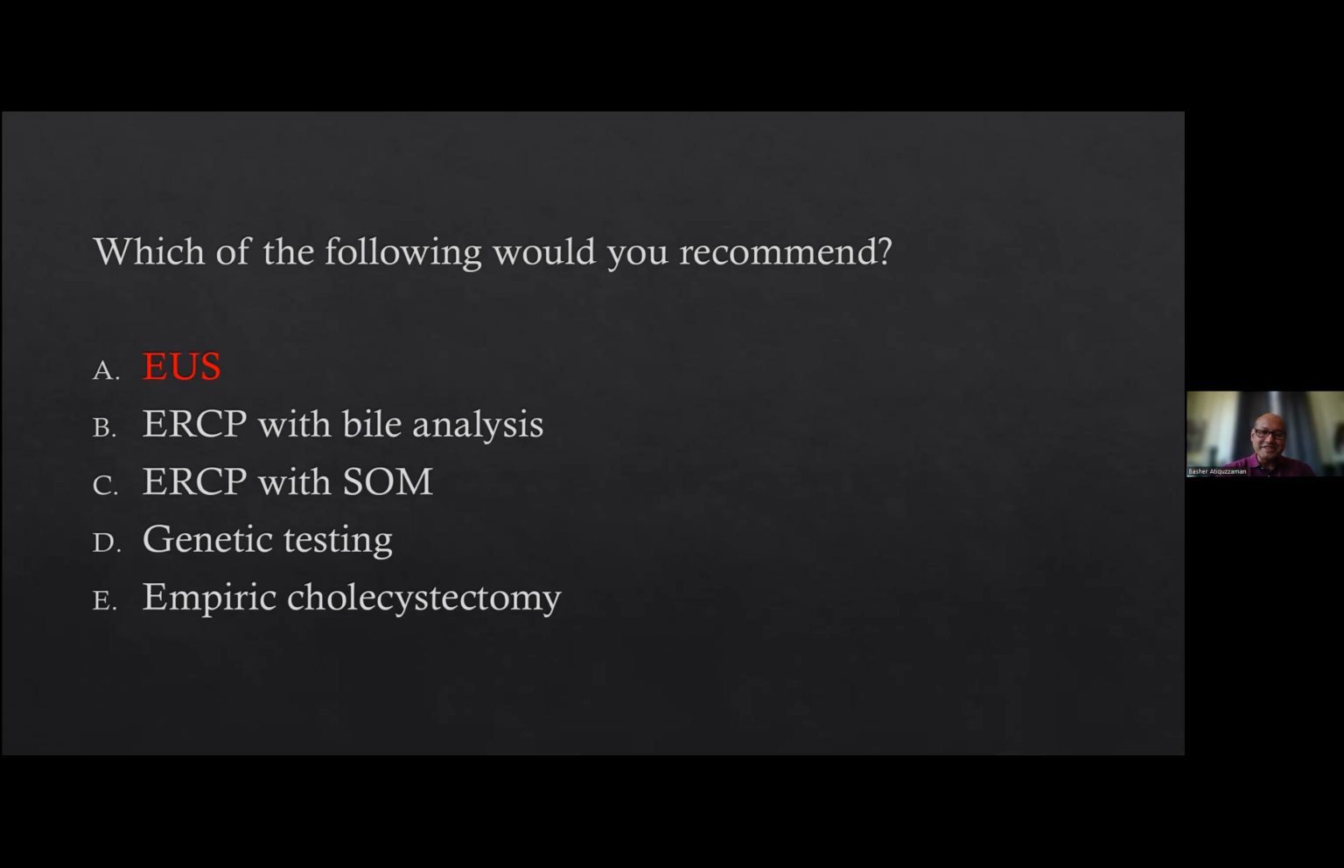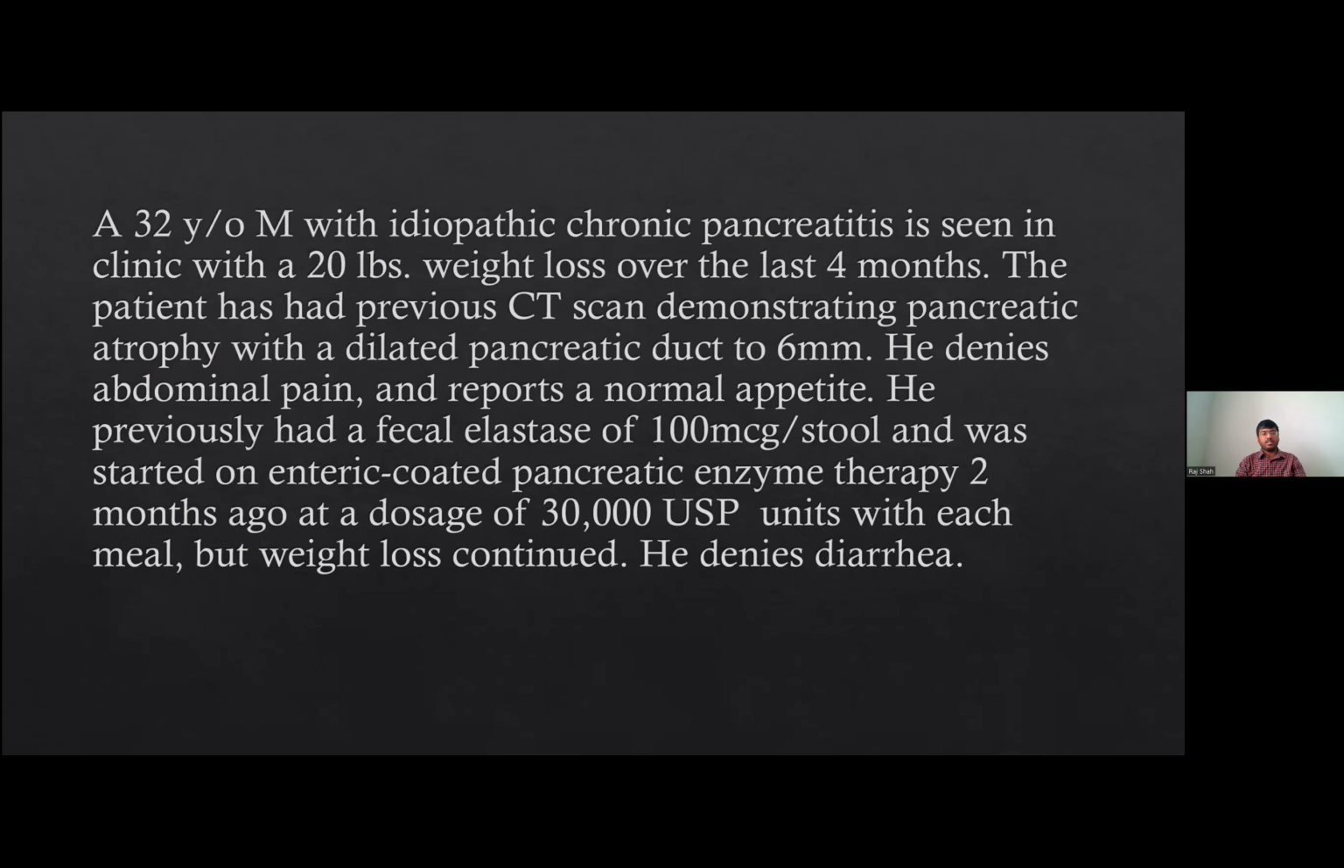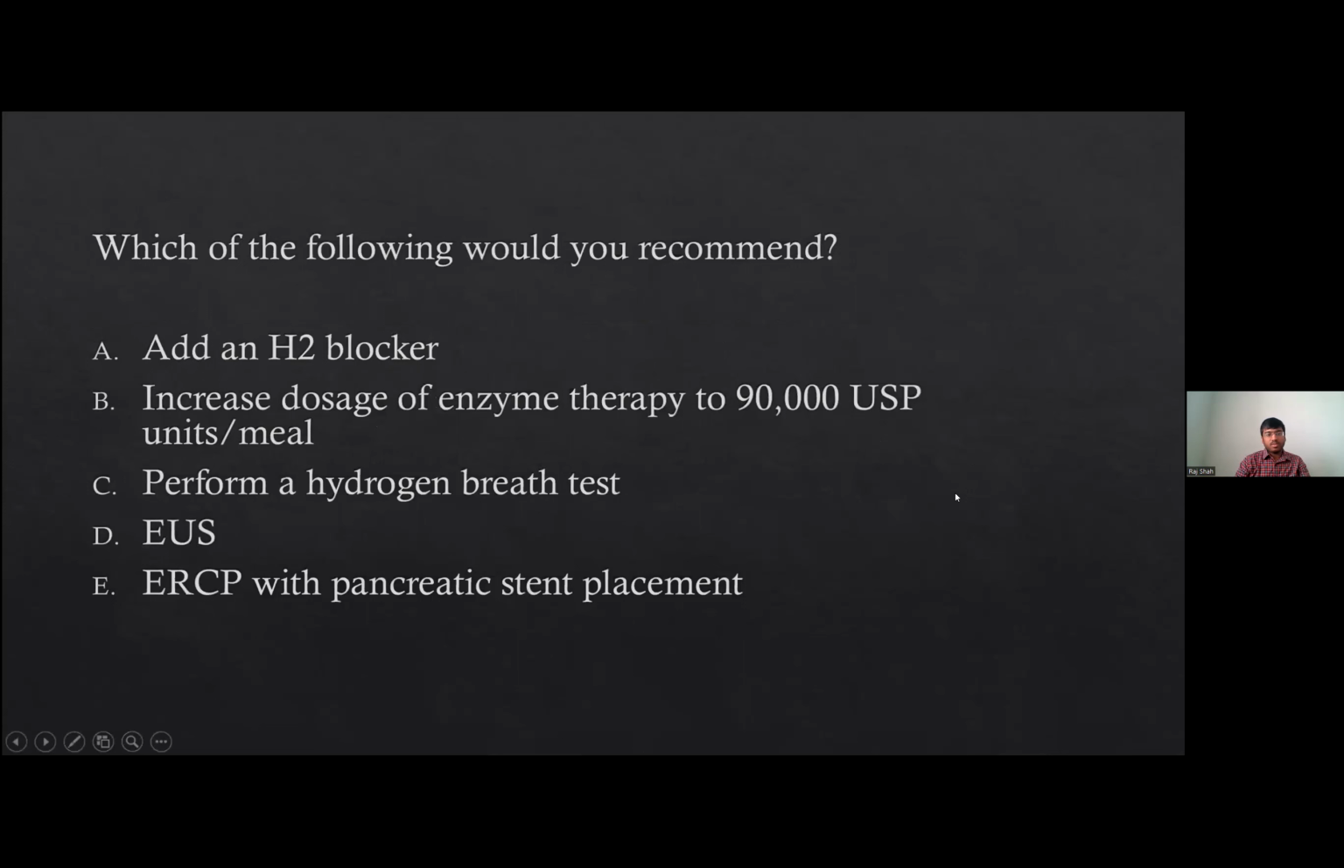Next slide. Perfect. Moving on to our next case. A 32-year-old male with idiopathic chronic pancreatitis is seen in the clinic with 20-pound weight loss over the last 4 months. The patient has had previous CT scan demonstrating pancreatic atrophy with dilated pancreatic duct to 6 mm. He denies abdominal pain and reports a normal appetite. He previously had a fecal elastase of 100 microgram per stool and was started on enteric-coated pancreatic enzyme therapy 2 months ago at a dose of 30,000 USP units with each meal, but weight loss continued. He denies diarrhea. Which of the following would you recommend?